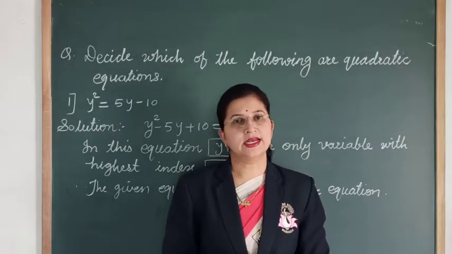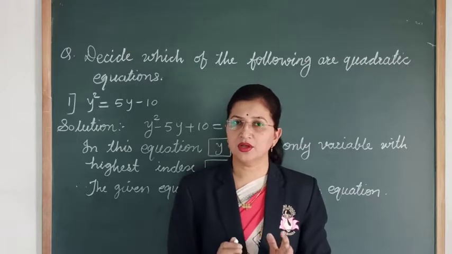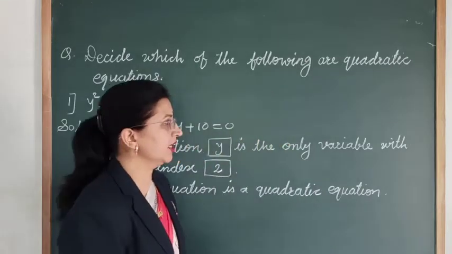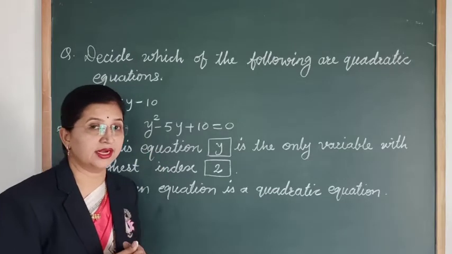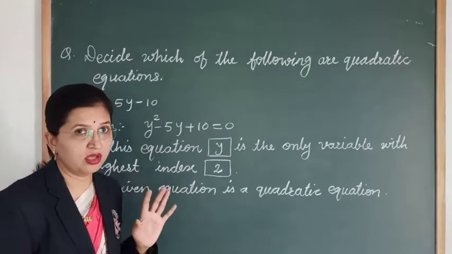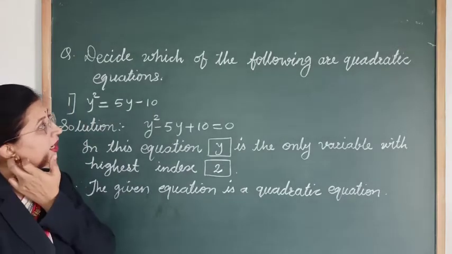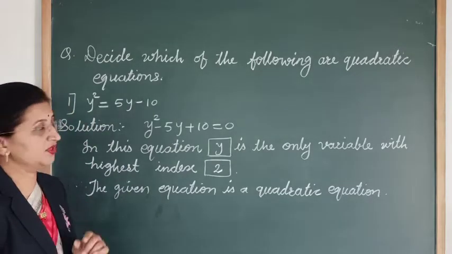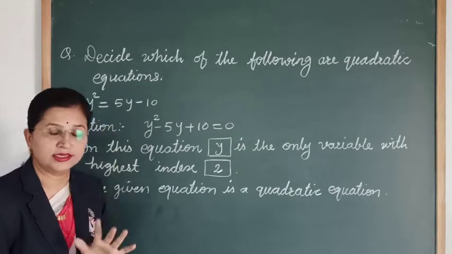Now dear students, let's learn how to decide whether the given equations are quadratic equations or not. Okay. So generally for 1 mark we ask such a question to identify whether the given equation is quadratic or not. So here we have a question. Decide which of the following are quadratic equations. So our first equation is y square is equal to 5y minus 10.